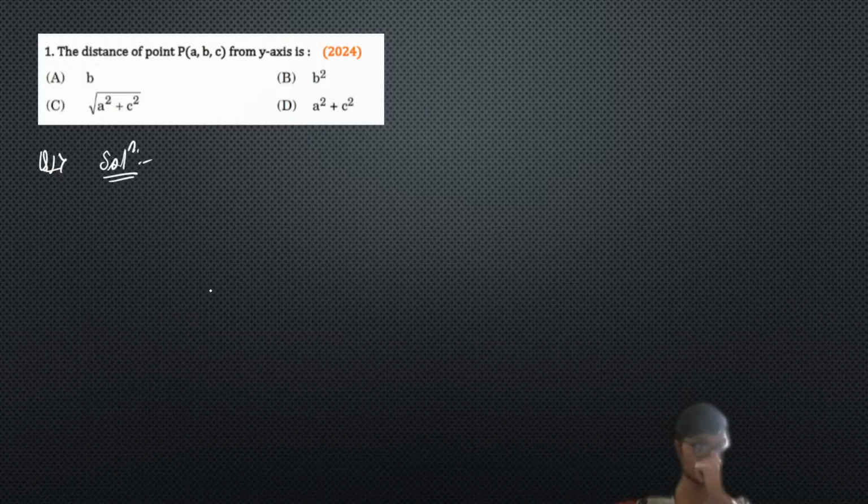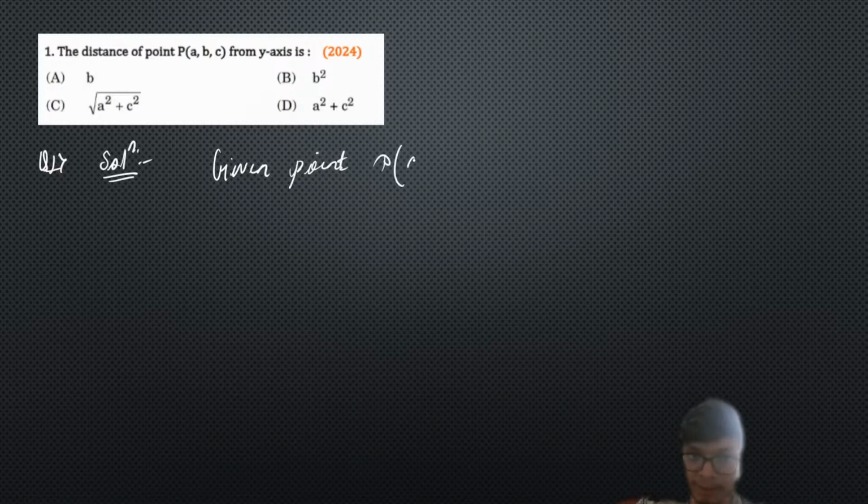So what the question has to say is that we have a point P with a given coordinate. So I will first write: given point P is given as (a, b, c). So I have the given point, which is (a, b, c), and I need to find the distance of this particular point from the y-axis.